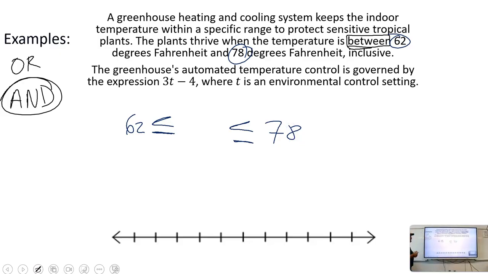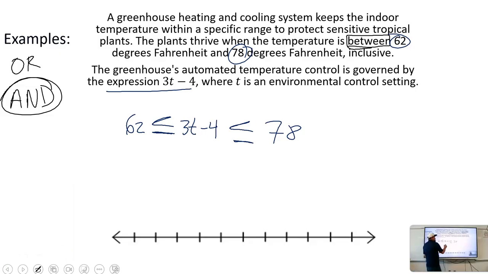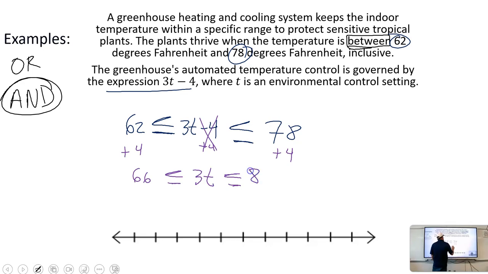And then what goes between? What's the third term? It's the expression that they gave us, 3t minus 4. So we have it set up. It was an "and." We found our low temp and our high temp, and the expression that goes in the middle. Let's go ahead and solve this. We're going to add 4 to both sides. The 4 disappears because it cancels out. 62 plus 4 is 66, less than or equal to 3t, less than or equal to 78 plus 4, which is 82.